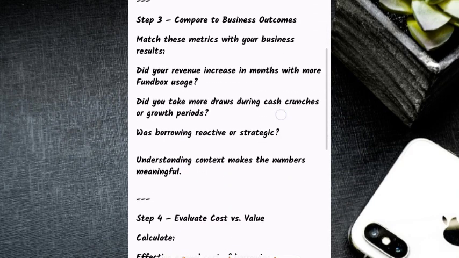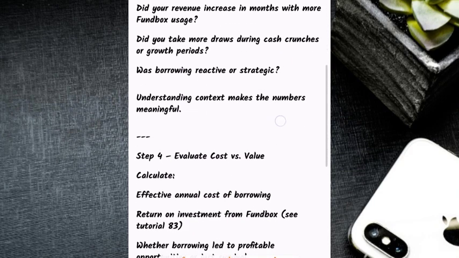Step 3 is to compare to business outcomes. Match these metrics with your business results. Did your revenue increase in months with more Fundbox usage, or did you take more draws during cash crunches or growth period, or was borrowing reactive or strategic? Understanding context makes the numbers more meaningful.